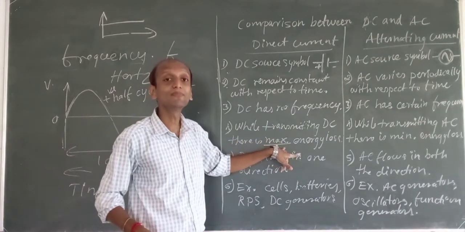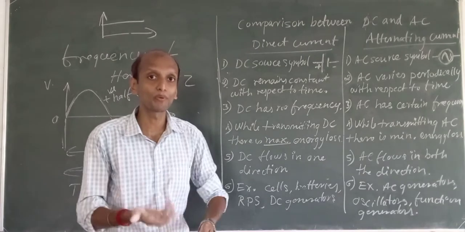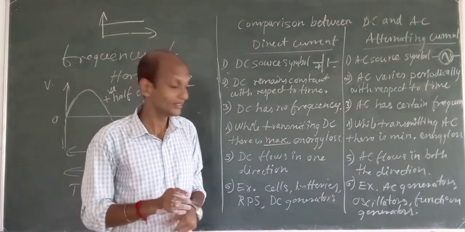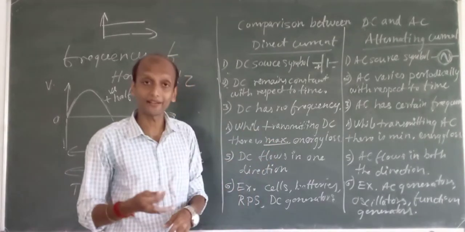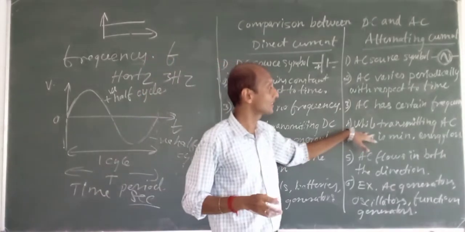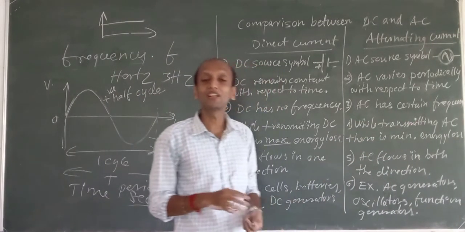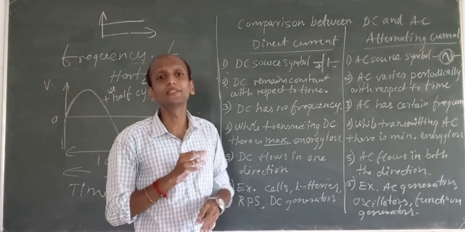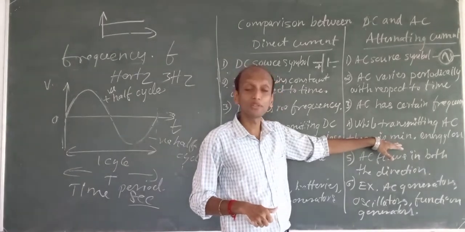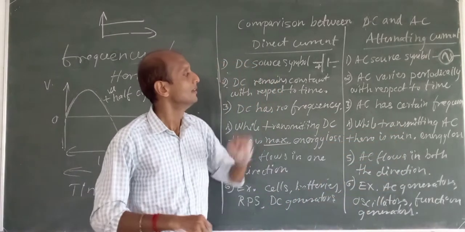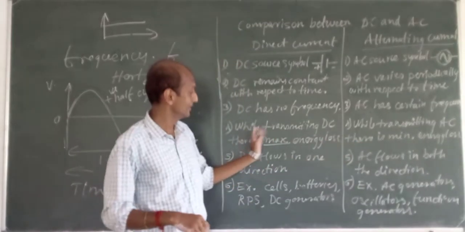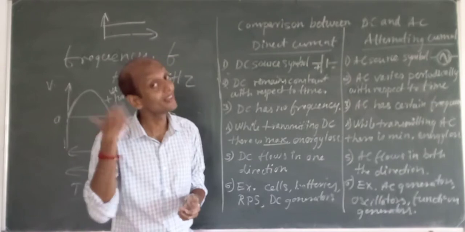While transmitting DC, there is maximum energy loss. So energy loss or power loss will be maximum when it comes to transmitting direct current. While transmitting AC, there will be minimum energy loss. Very little energy or power will be lost by transmitting alternating current.